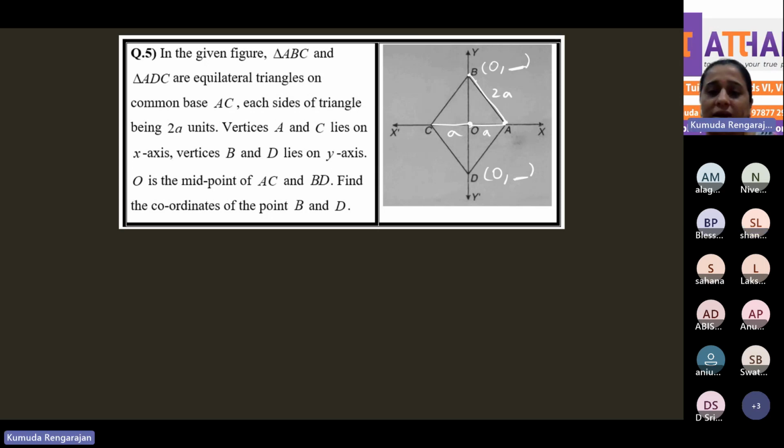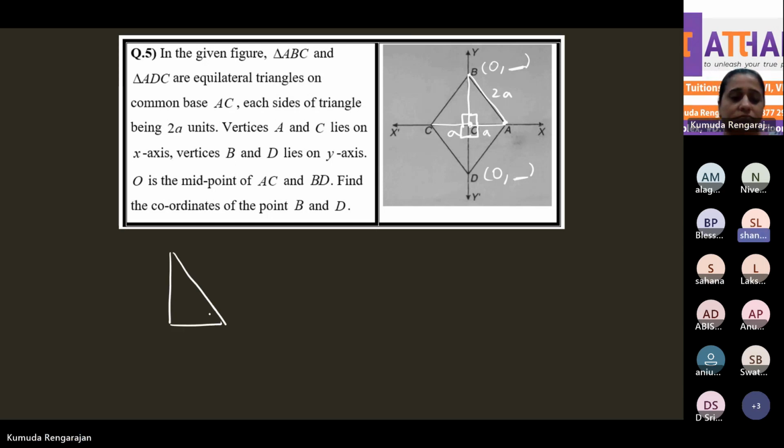For that, we take up the right triangle AOB. See, this is a right triangle. Any one triangle you can take. I have taken the triangle AOB, which is in the first quadrant. Okay, and we already know this is A and this is 2A. Now tell me, what is the result by Pythagoras theorem? Miss, how do you express OB? Pythagoras? Yeah.